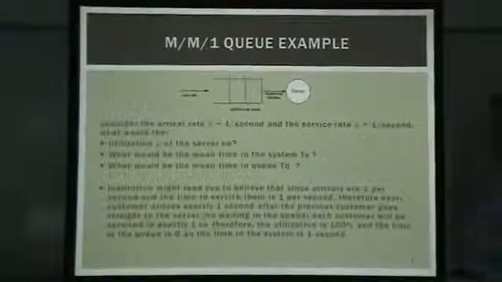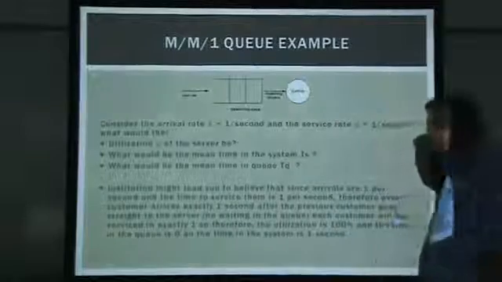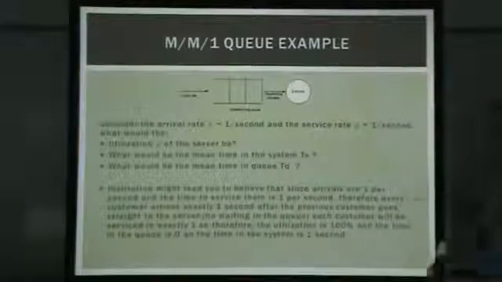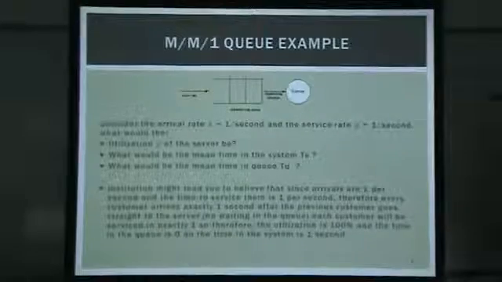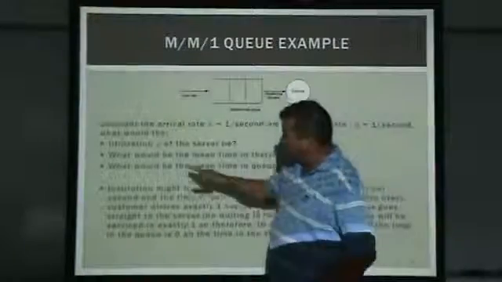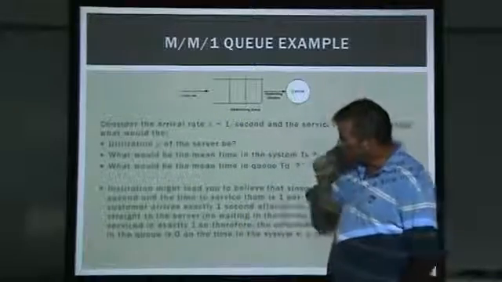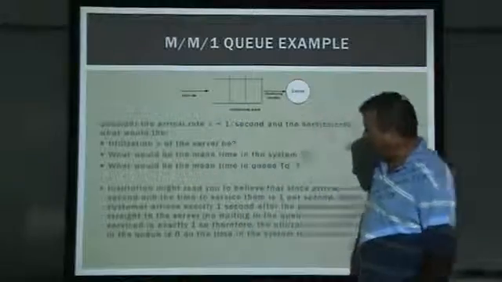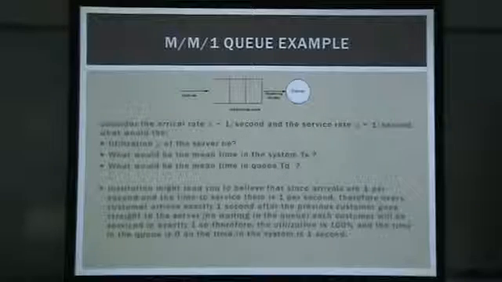And so let's say we consider an arrival rate, lambda, of 1 per second, and a service rate, mu, of 1 per second. So let's just think of some interesting questions. What is the utilization, which is the Greek letter rho, of the server? Another interesting question might be, what would be the mean time you're in the system? And maybe what is the mean time that you're in the queue?